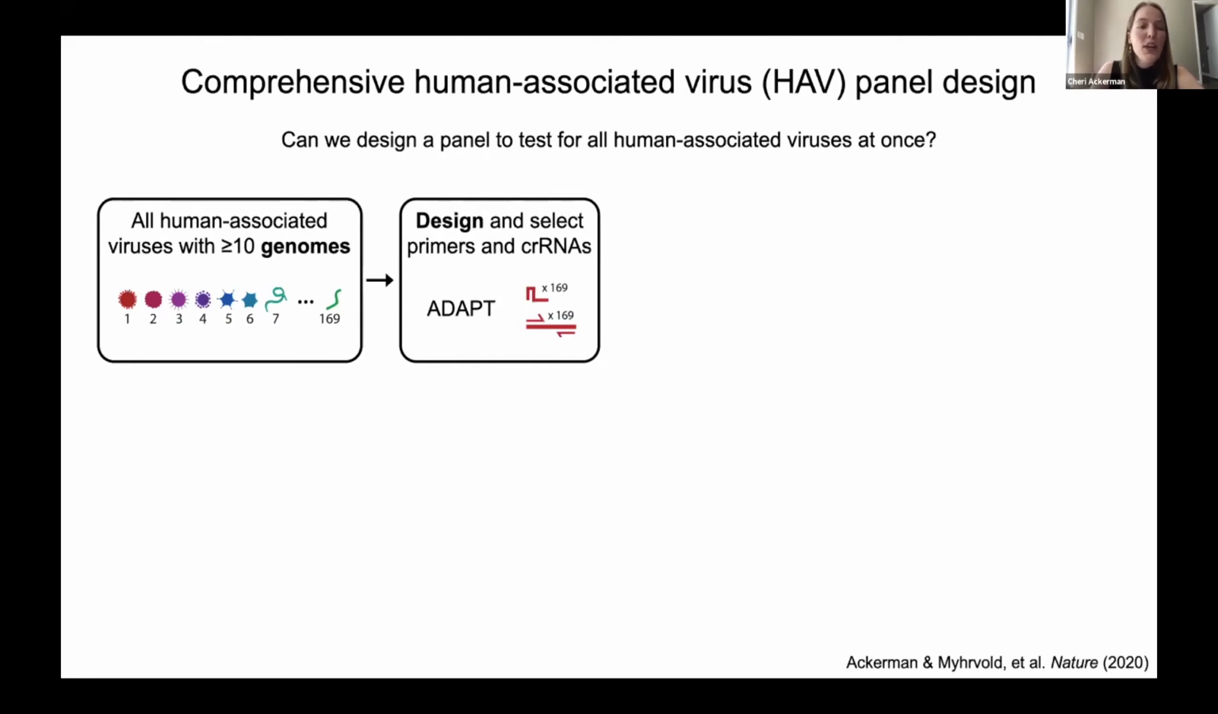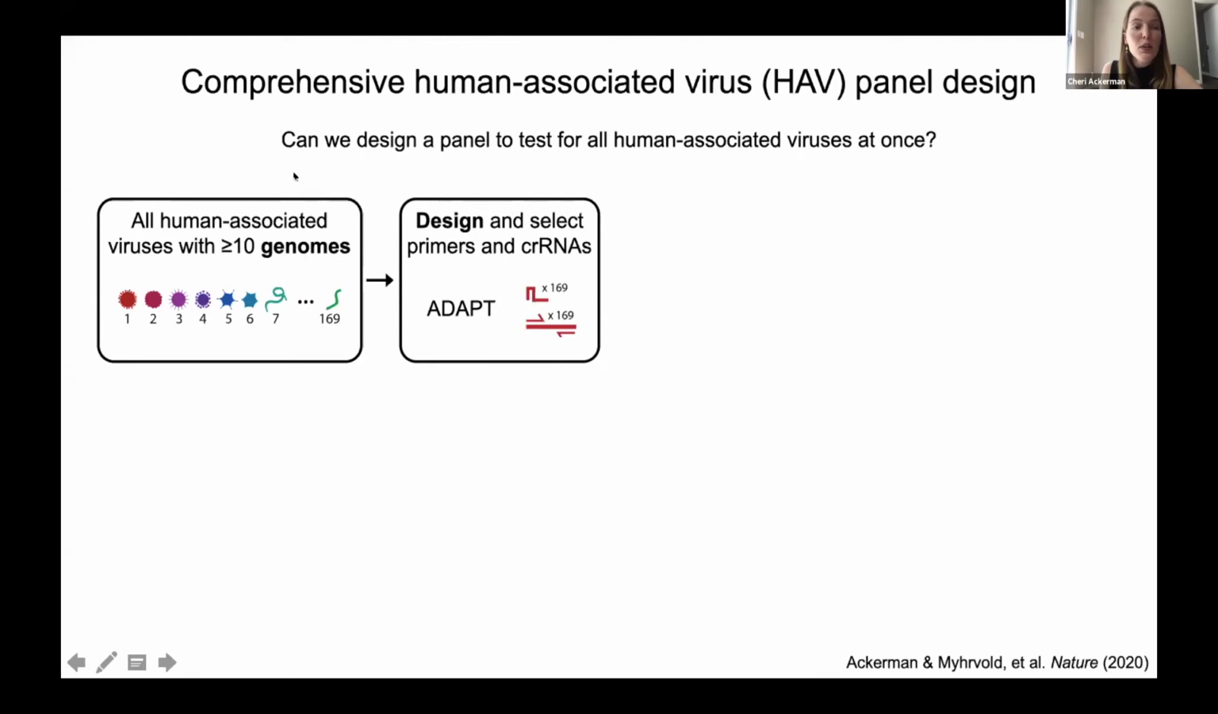So to do that, we pulled all of the genomes for every virus that had at least 10 published genomes in October of 2018, and that was 169 viruses. The reason we need at least 10 genomes is because you have to have a nucleic acid sequence to be able to design primers and CRISPR RNA, and there's kind of no point in designing against one sequence because you don't actually know how representative that sequence is of the other strains of that virus that are out there in the world. So we decided to use 10 as a cutoff here.